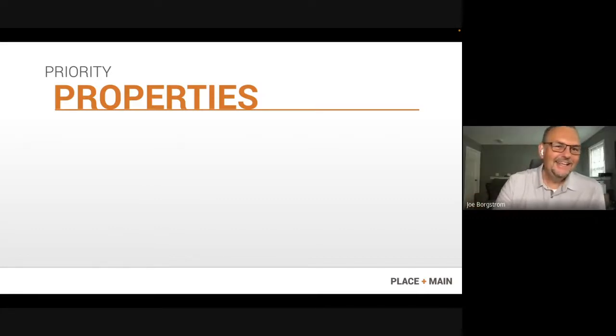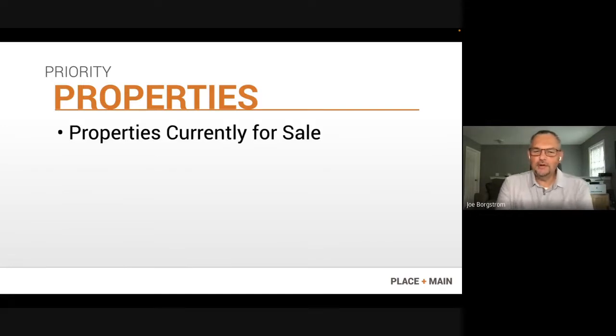That's the key. So let's talk a little bit about priority properties. Obviously, the priority properties are the ones that are currently for sale. I think there's a lot of times we get enamored with a particular building or a site. If it's not in the hands of a cooperative owner, it's not worth doing. So let's start with the properties that are currently for sale.